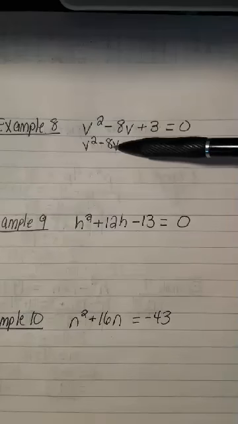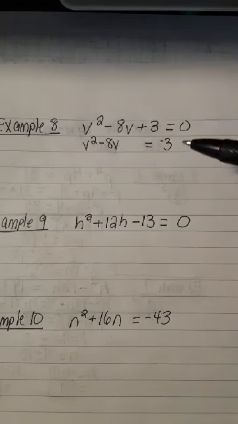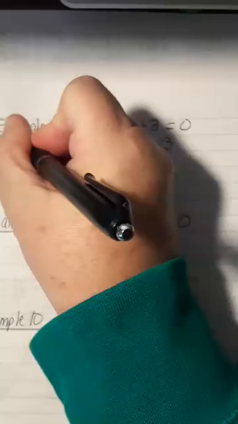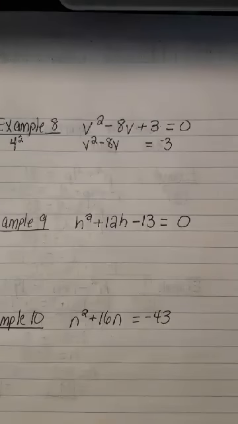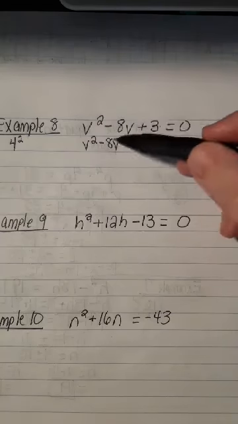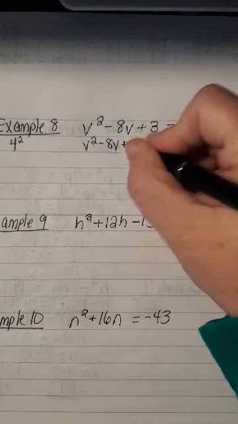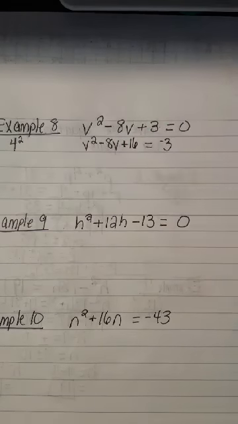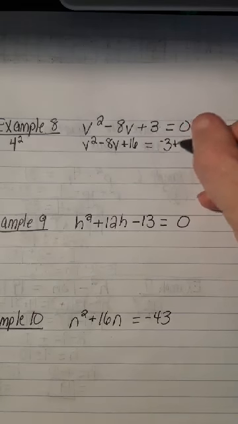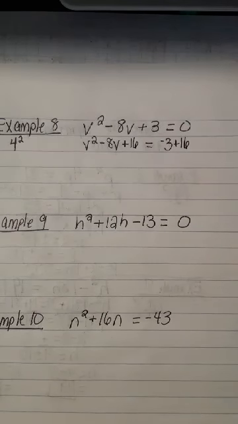So what is half of 8? Half of 8 is 4. I'm going to put that over here. And when you square 4, you get 16. Okay, so half the middle term is 4. 4 squared is 16. It's always plus, so we're going to put a plus 16 at the end. And then on the right side of your equal sign, you've got to also put plus 16 at the end.